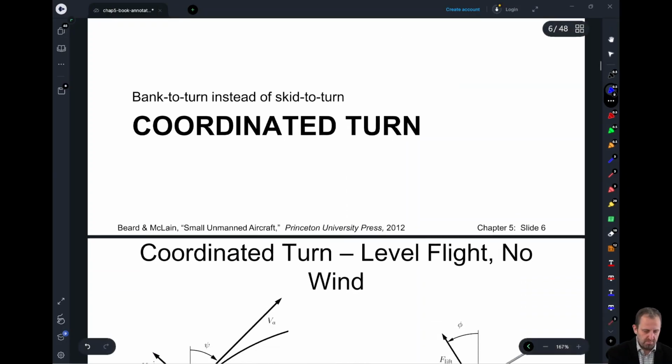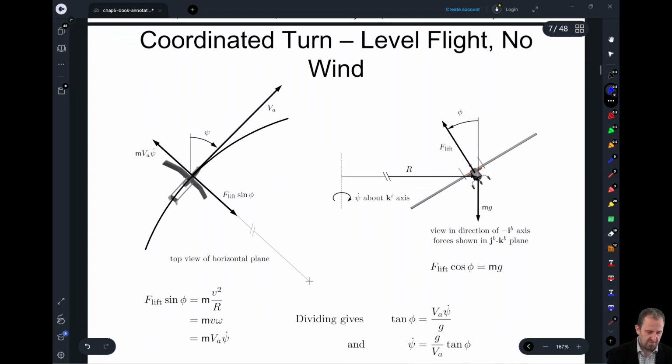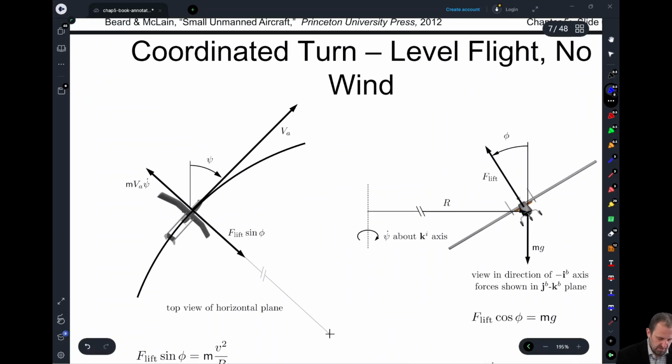So anyway, let's go ahead and get started. We'll start by looking first at this coordinated turn if there's no wind and we're doing level flight. So we're not trying to increase our altitude, we're trying to maintain our altitude constant, and this provides a slightly simpler formulation. So again, I'm going to write up here, our goal is we want to bank to turn instead of skid to turn.